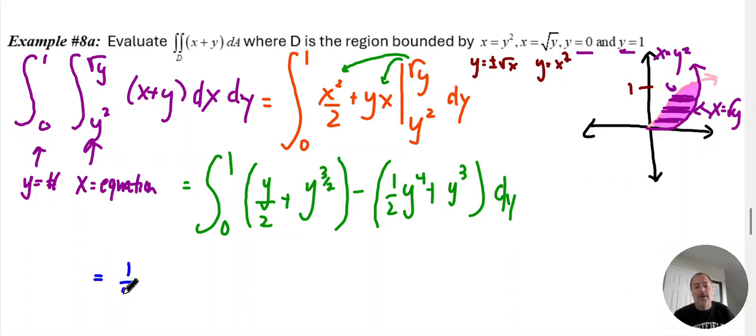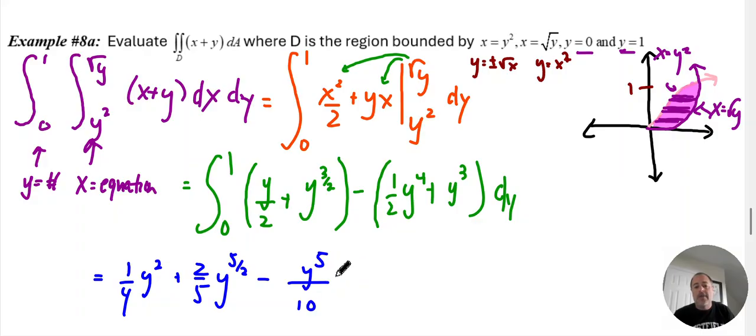So we're going to go ahead and do y squared over 2 times 1/2, which is 1/4 y squared. We get a y to the 5/2. But again, if you're dividing by 5/2, you're multiplying by 2/5. Minus, we're going to do y to the 5th. And since this is going to be times 1/2, we're going to have 1/10. And then we're going to do a minus, so I'm going to distribute the negative here, y to the 4th over 4. All of that is going to be evaluated from 0 to 1.